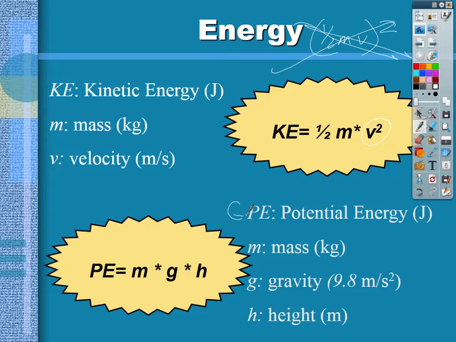But there is one thing we should notice here. M times g, we've learned that from force. M times g is weight. So gravitational potential energy is also weight times height. If they give you the weight of the object in newtons, all you have to do is multiply that by the height in meters. If they give you the mass, multiply it by 9.8 and then multiply it by the height. Same thing. So weight times height is mgh.